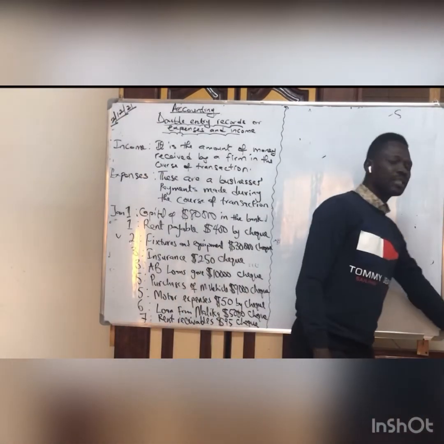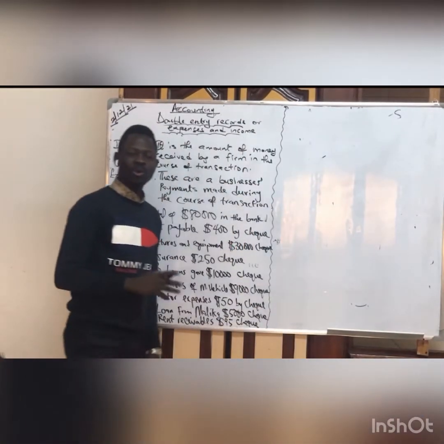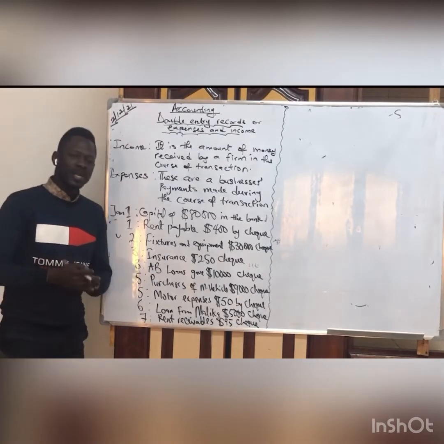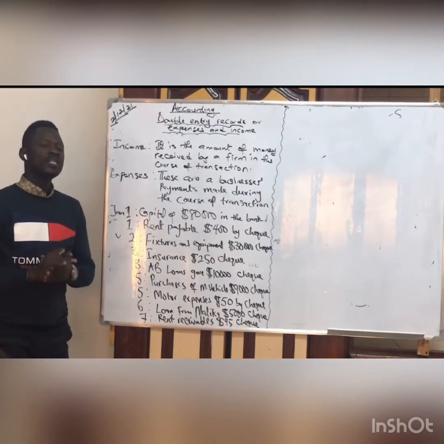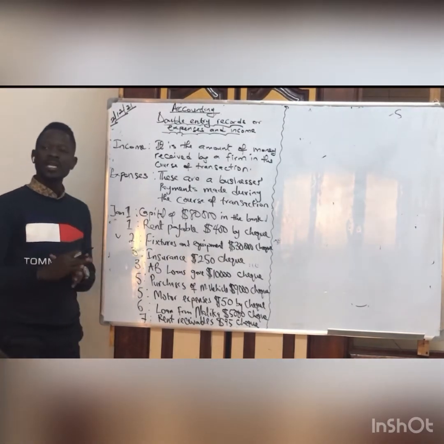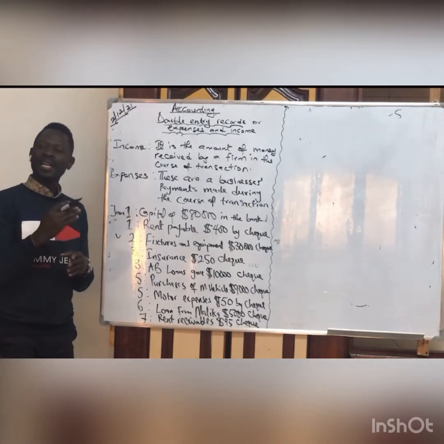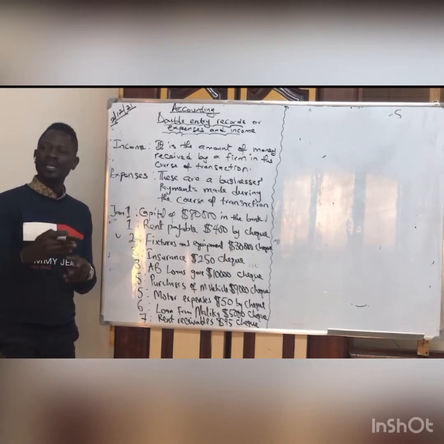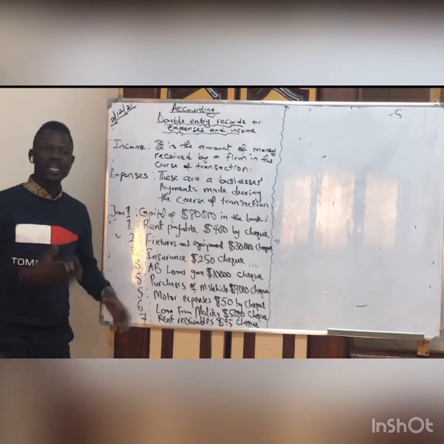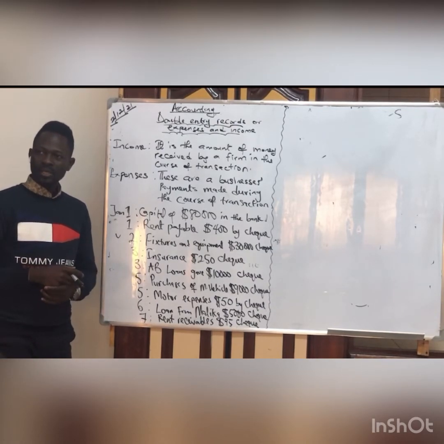So these are all the information we have. This information contains both assets, liabilities, and income and expenditure of IJ. Do you understand? Do we get it?